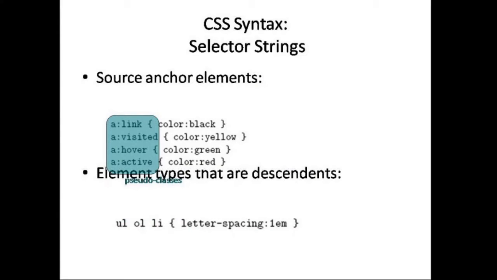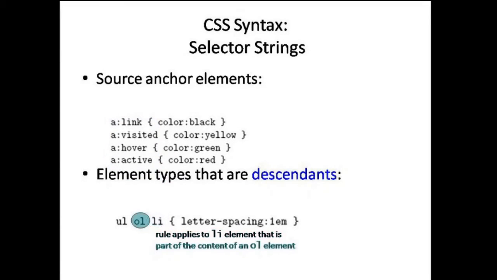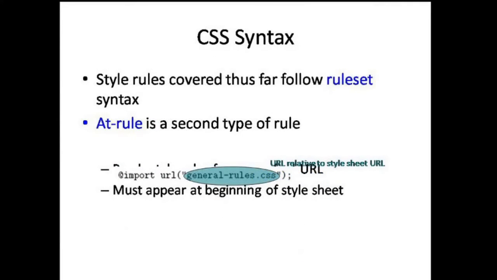Then there can be anchor elements, like source anchor elements. Suppose a is the anchor tag, and the link, that is the normal link, will be displayed in the color black. If the link is visited, it will be shown yellow. If we hover upon a link, then the text is converted to green color, and if an anchor tag becomes active, then the link color will be red. We can also provide for unordered list, ordered list, and list item to have letter spacing of 1em.